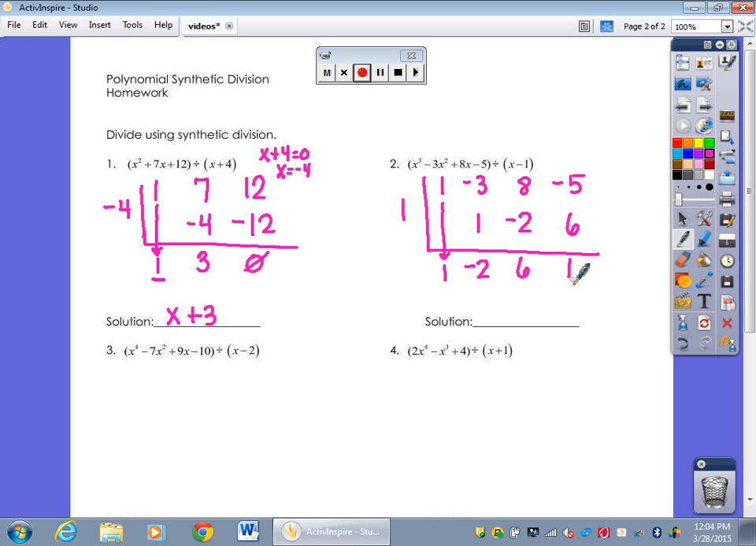Now we start 1 degree less. So this right here is a third degree, which means my answer will be a second degree. Okay? So we're going to start with x squared, and the coefficient on the x squared should be the 1. Okay? And then the coefficient of the next one is going to be negative 2x, because that would be first degree. Then it's going to be plus 6, and then it's going to be plus 1 divided by x minus 1. Just like your remainder on long division, this would be considered the remainder on synthetic division. And so it would end up being x squared minus 2x plus 6, and then plus 1 over x minus 1. Okay?